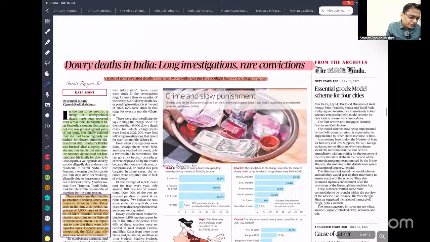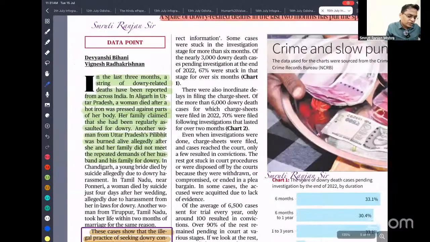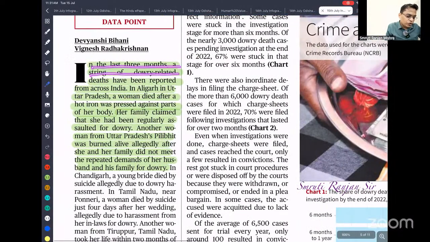Dowry death in India: long investigations, rare convictions. In the last 3 months, the story is given of different persons being killed because of dowry, mercilessly killed. In Aligarh, Uttar Pradesh, a woman died after a hot iron was pressed against a part of her body. You can see how cruel people are nowadays. Her family claimed that she had regularly been assaulted for dowry.